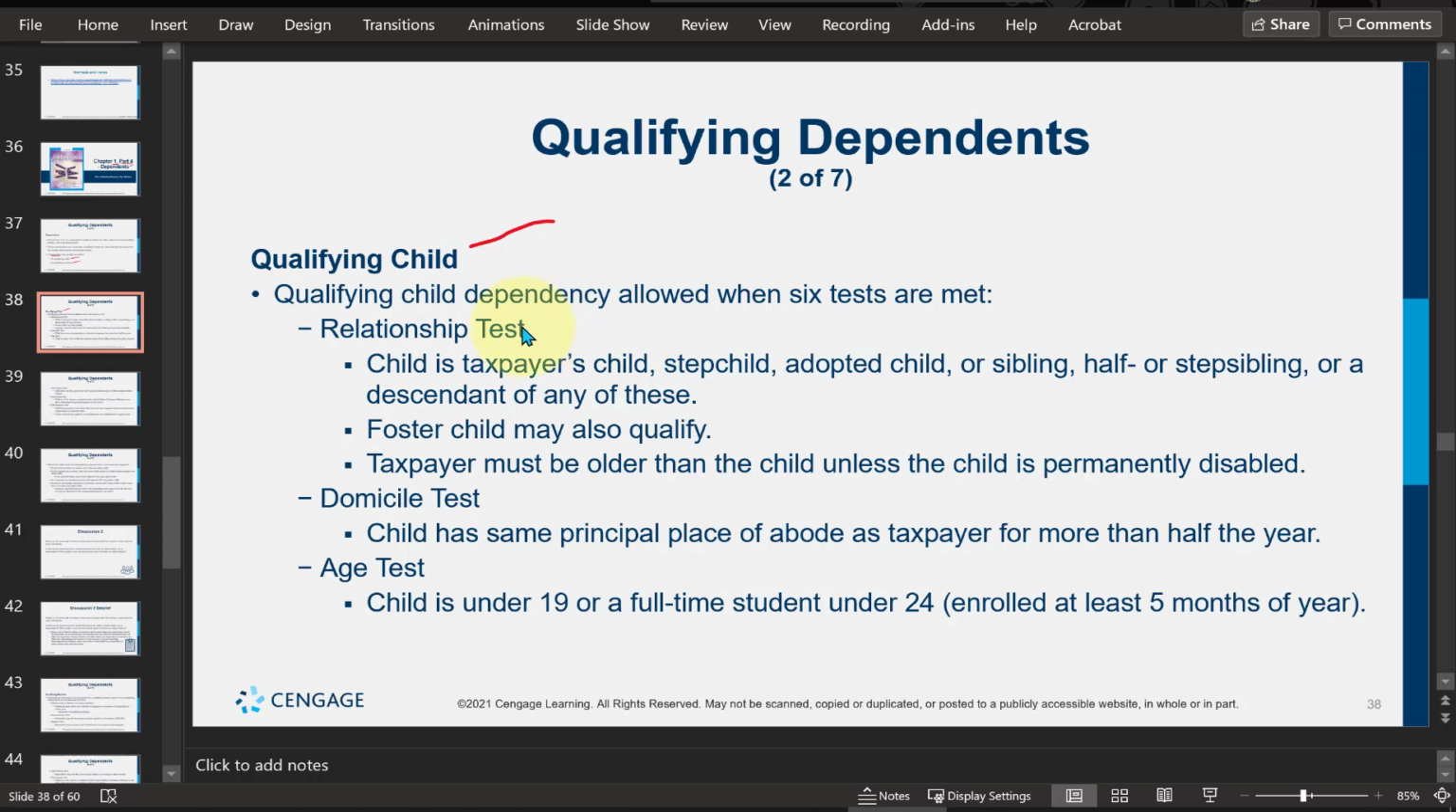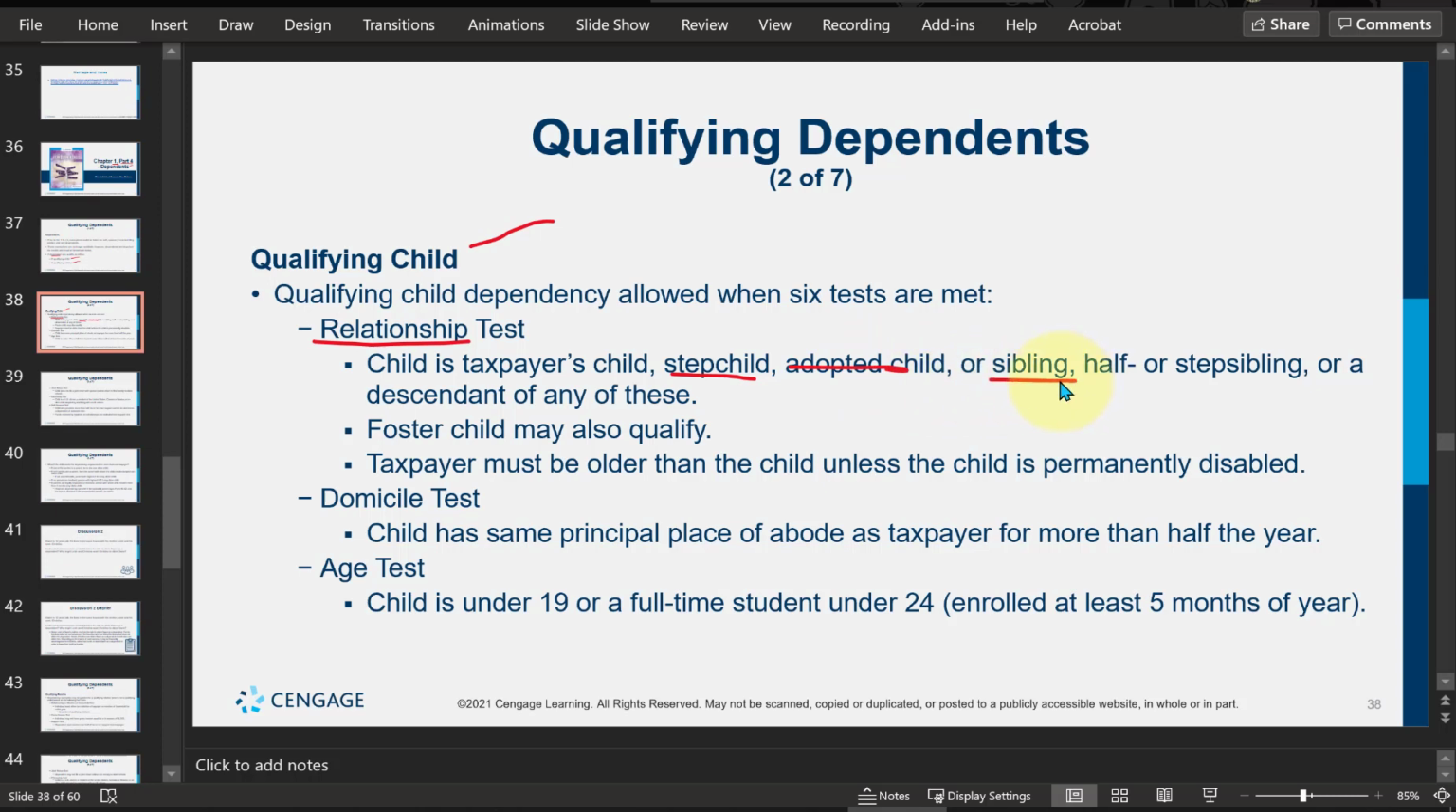The first test here is how is that dependent child related to the taxpayer? And of course, the most obvious one is to have the child be a son or daughter of the taxpayer. That's the most logical, yeah? People visualize. But it could also be a stepchild of one of the parents, one of the spouses in a joint return, or adopted kids.